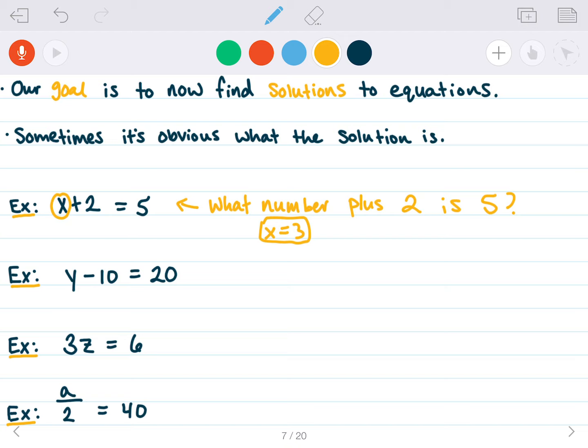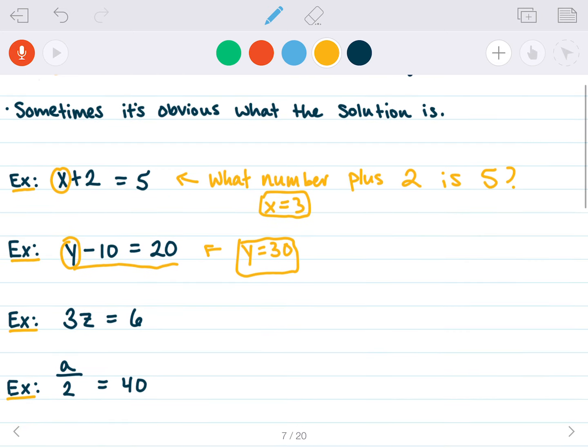The next one says, what number, y, minus 10 equals 20. So I take away 10 from a number and I get 20. What number is that? Well, that has to be 30, right? So y equals 30 is our solution. So sometimes you'll see this in the textbook, solving by inspection, because we're literally just looking at it and trying to figure out the missing number to make it true.